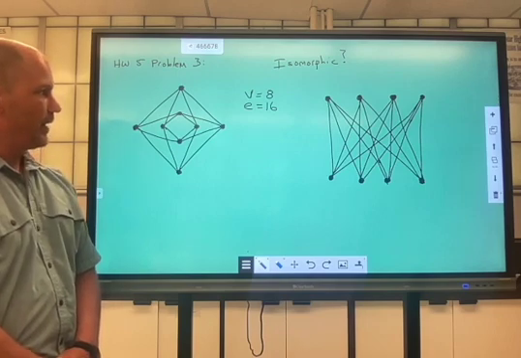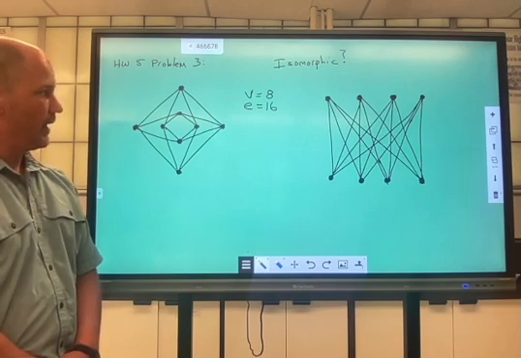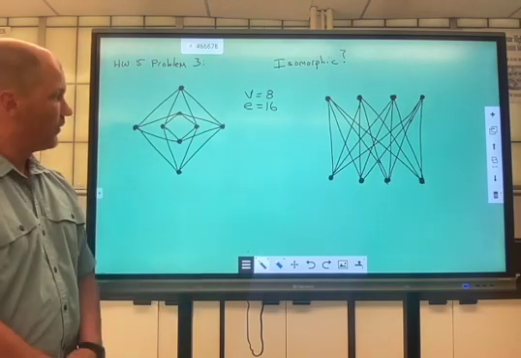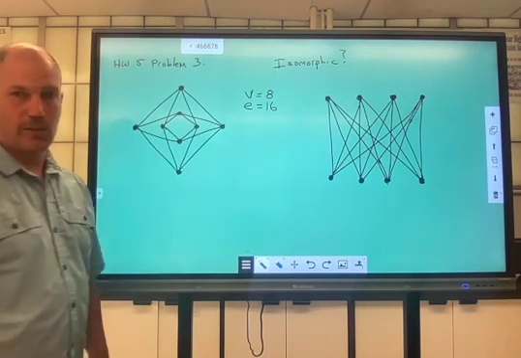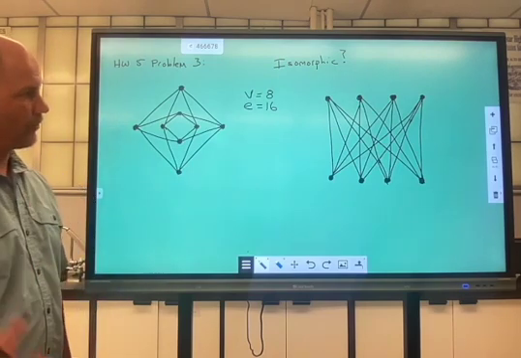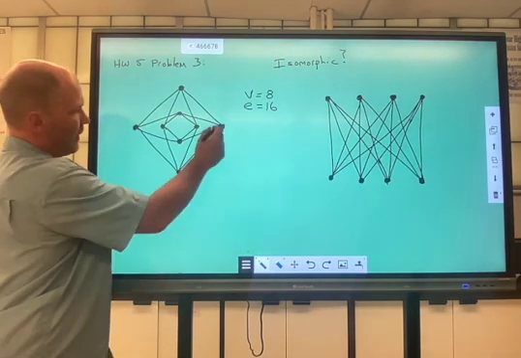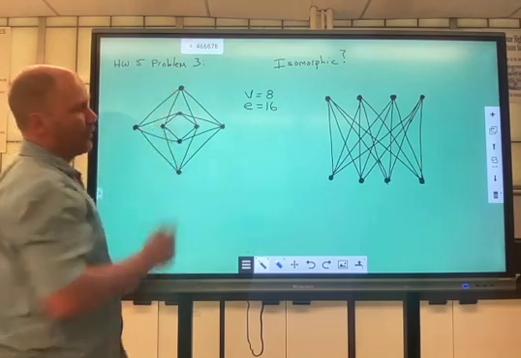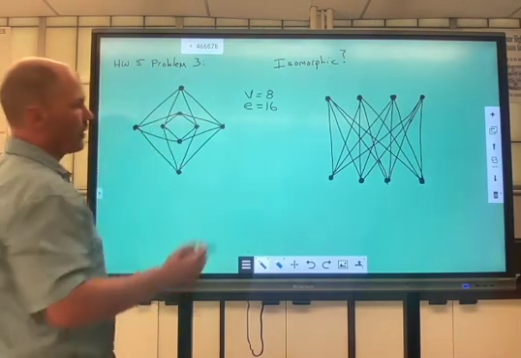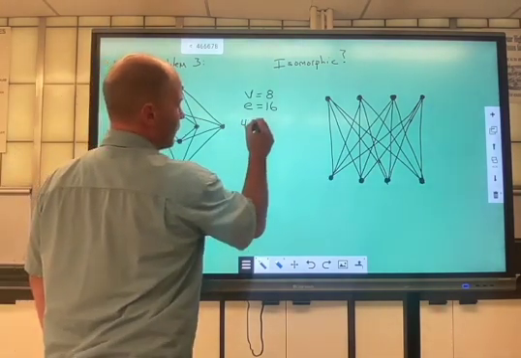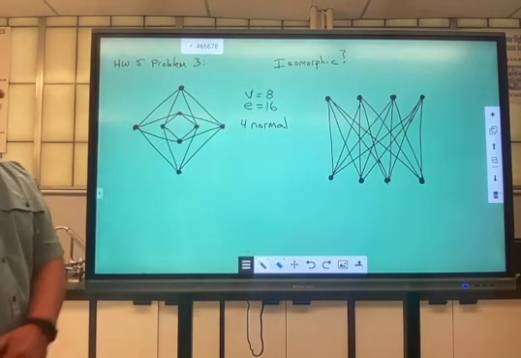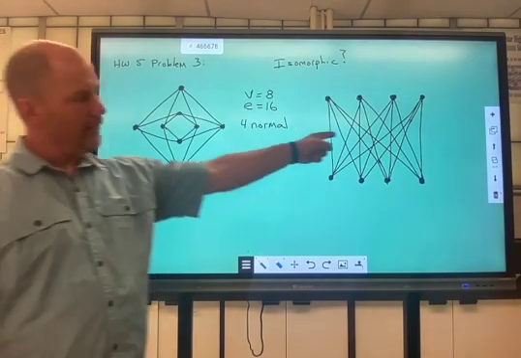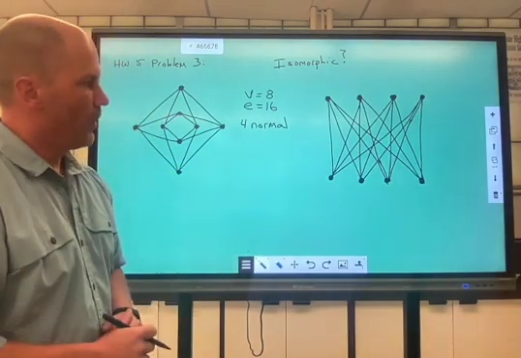Okay, so then after I did that, I looked for the degree sequence, and I noticed that both graphs had degree sequences of all 4s because each vertex has degree 4. So this is 4-regular. They're both 4-regular.